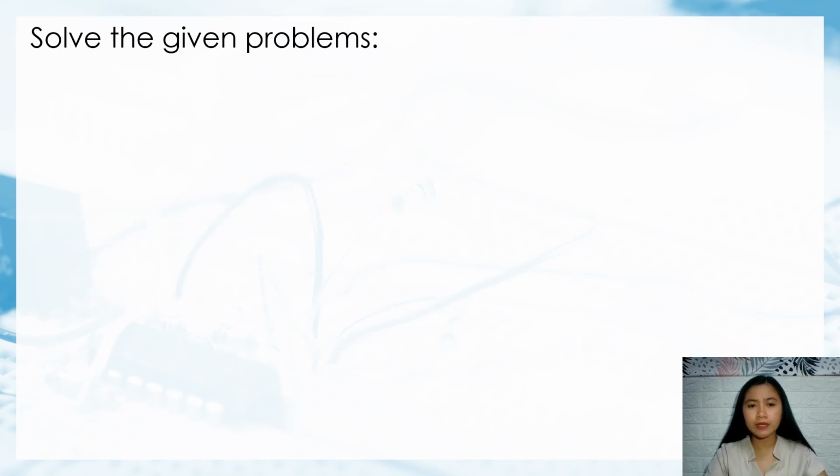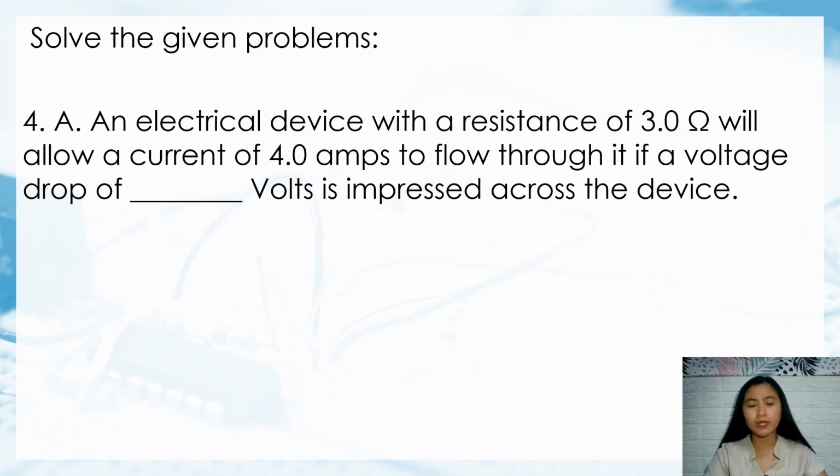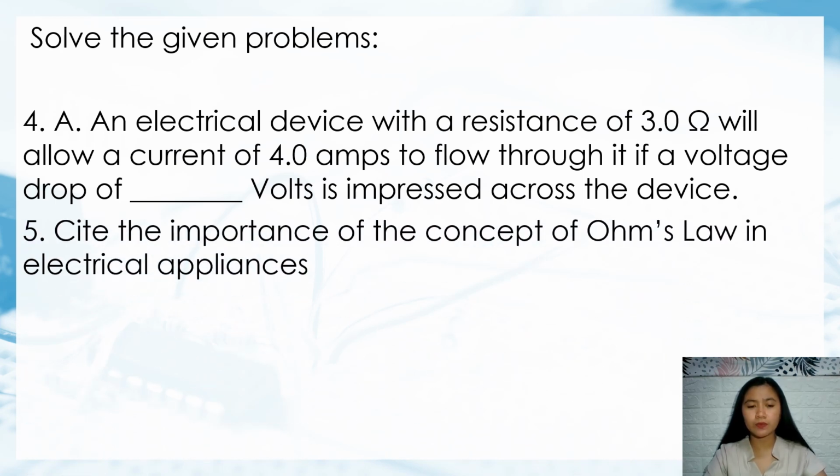Okay, solve the given problems. I have here two problems. All you have to do is to solve them. Number 1, an electrical device with a resistance of 3.0 ohms will allow a current of 4.0 amps to flow through it if a voltage drop, so you have to find the voltage, is impressed across the device. Last one, cite the importance or application of Ohm's law in our real life. So those are the problems.